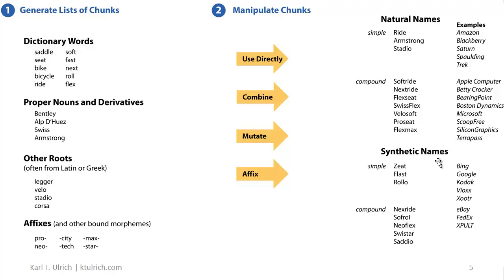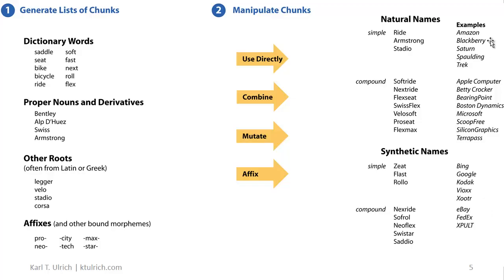And then there are synthetic names, which don't exist in the dictionary or are not combinations of words that appear in the dictionary. Some examples of those might be Zeet or Flost or Rolo. All of these are constructed and thus likely to be available in terms of trademark and domain. And lastly, you can create compound synthetic names that are combinations of synthetic chunks. I've shown here in this last column some examples of names that exist out there in the world that are instances of each of these four categories of names.